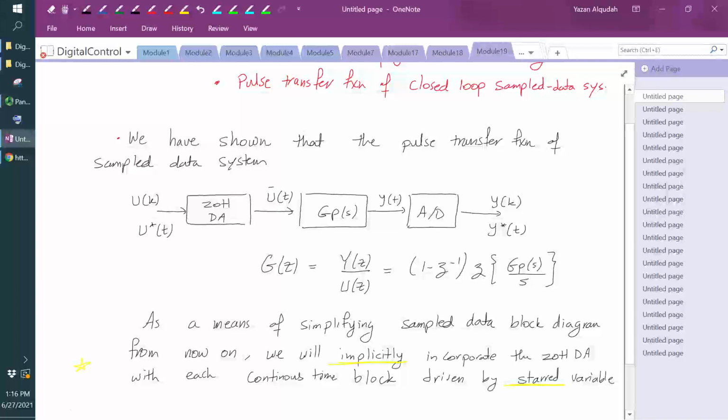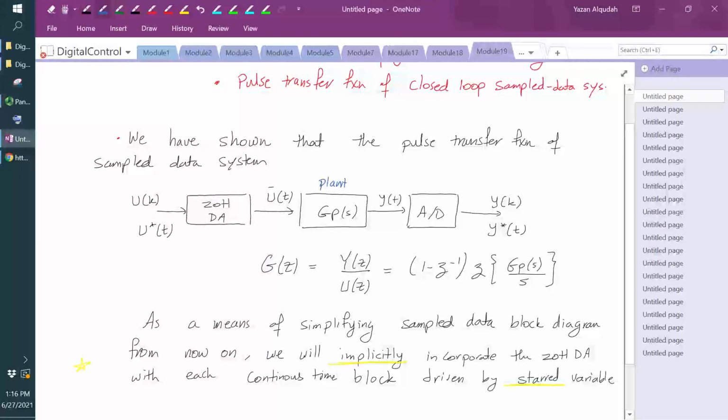Okay, so this is the configuration that we're familiar with. We have a transfer function, GP of S. This is the plant of our system. And we have an input that is discrete that we are converting using a zero order hold digital to analog converter. We're getting U bar of t. And then the output of the plant is a continuous time signal that we are taking through an analog to digital converter in order to get the samples, y of k or y star of t.